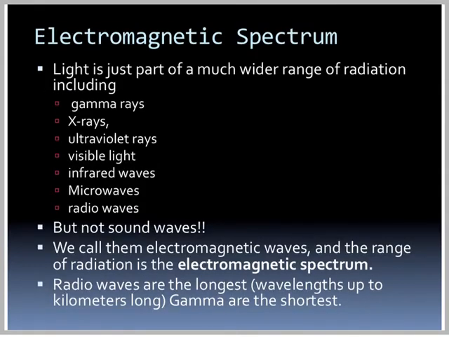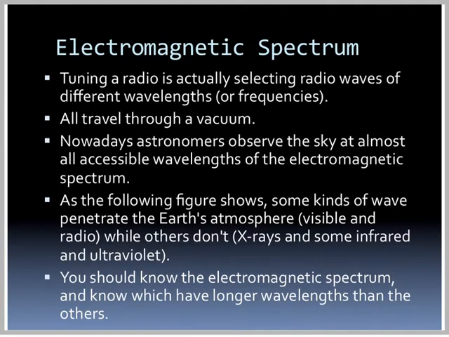Now light is just part of a much wider range of radiation. It includes gamma rays, X-rays, ultraviolet rays, then visible light, then infrared waves, microwaves, and radio waves. Sound waves are not part of the electromagnetic spectrum. We call them electromagnetic waves, and the range of radiation is called the electromagnetic spectrum. Radio waves are the longest, they could be up to several kilometers long, and gamma rays are the shortest. So tuning a radio is actually selecting radio waves of different wavelengths or frequencies. All travel through a vacuum.